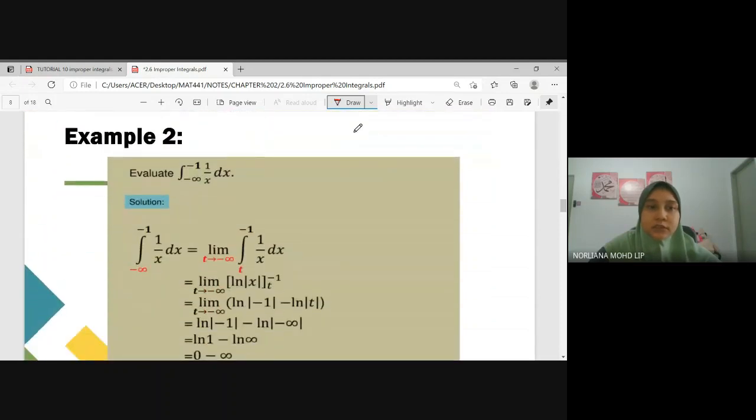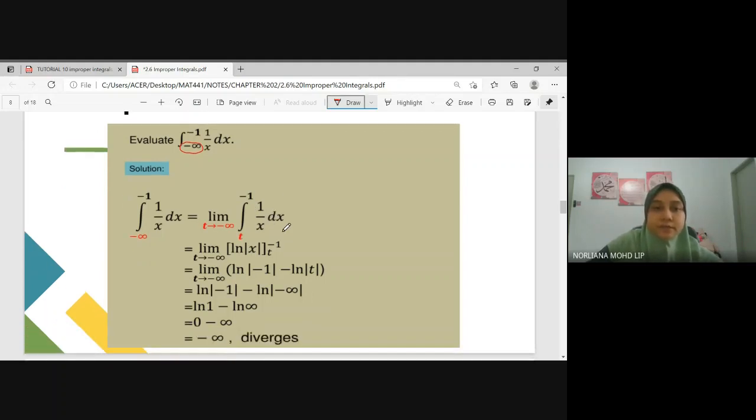Okay, second example. The difference here is that the function is still the same, but the interval is different. The interval is from negative infinity. Just now it was positive infinity, now it is negative infinity. So we apply the concept of limit. Limit t approach negative infinity, where the interval is from t to negative 1 of the function 1 over x. Same as before, you integrate this function 1 over x with respect to x, so we get ln x, with interval from t to negative 1.